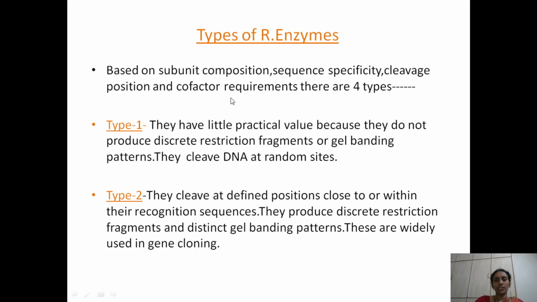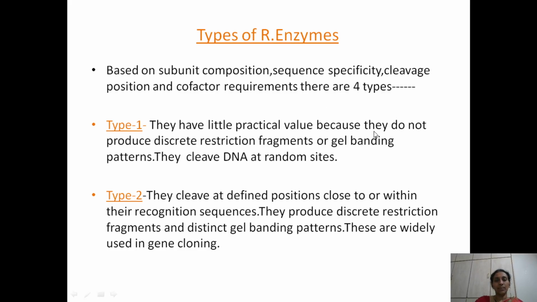And the last one is cofactor requirements. These enzymes require cofactors for their activity. Some require magnesium ions as cofactors, some manganese ions, and so on. So based on all these factors, enzymes are classified into type 1, 2, 3 and 4. Now let's see the properties of each type of restriction enzyme.